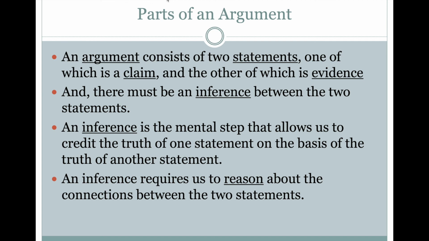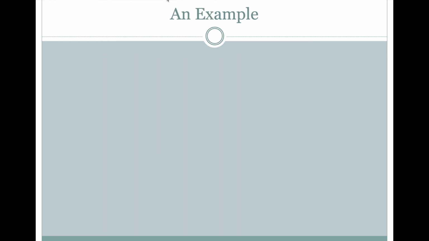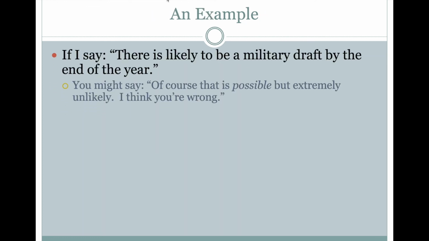We're reasoning about the connections between the two statements. So here's an example. Suppose I say, there's likely to be a military draft by the end of the year. And you might say, well, of course, it's possible, but extremely unlikely. I think you're wrong. So here we have a claim. We begin with the claim. The claim is controversial. It's doubted. In fact, maybe you think there's very little chance of it being true.